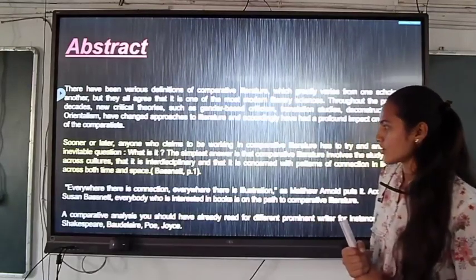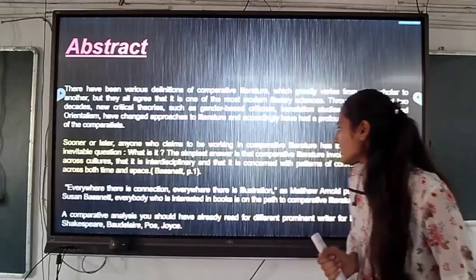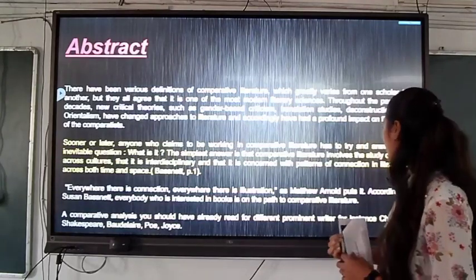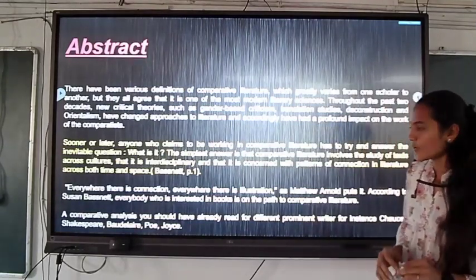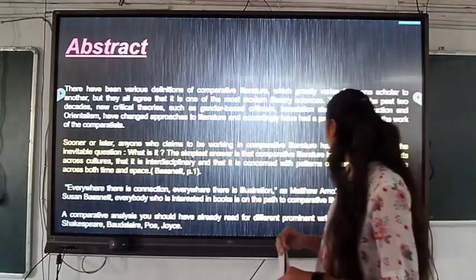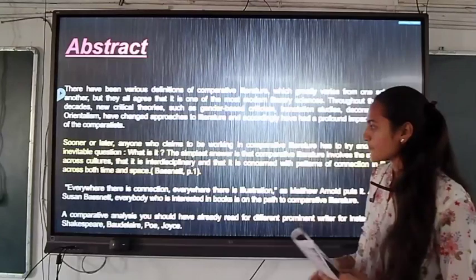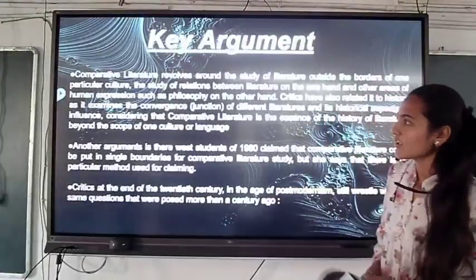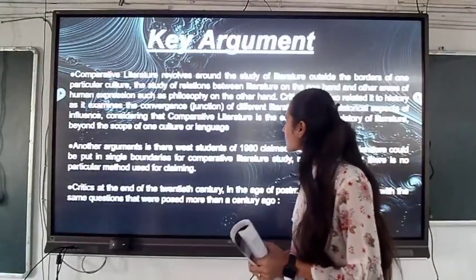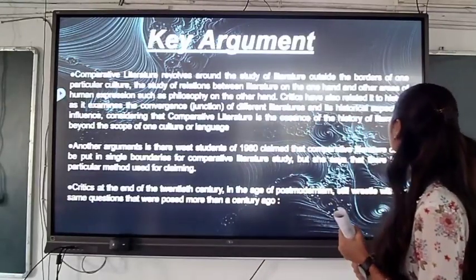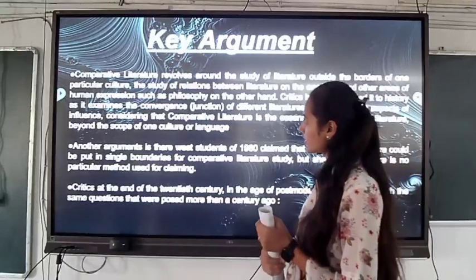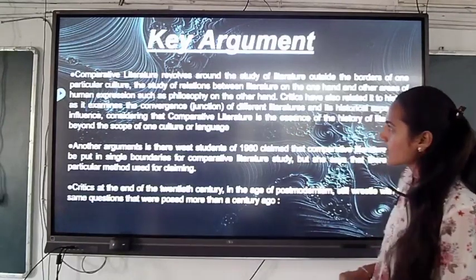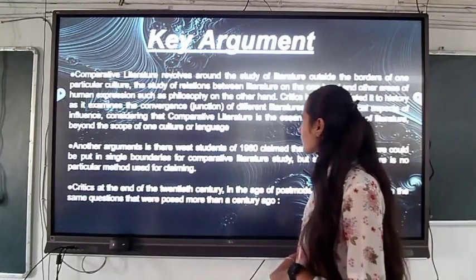And according to Susan Bassnett, everybody who is interested in books is on one of the paths to comparative literature. For a comparative analysis you should have already read different prominent writers, for instance, Chaucer, Shakespeare. Comparative literature revolves around the study of literature outside the borders of one particular culture, the study of the relation between literature on the one hand and other areas of human experience, such as philosophy, on the other hand.